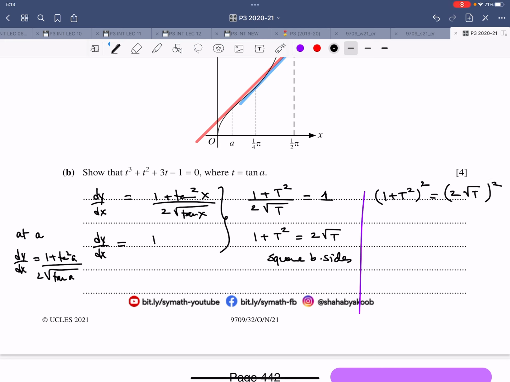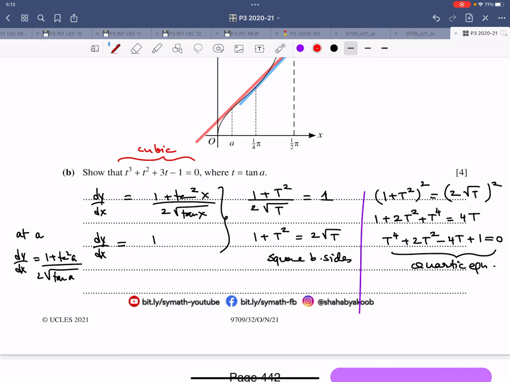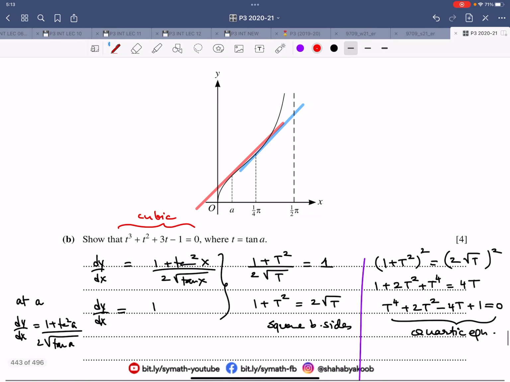You get 1 plus 2t square plus t to the power 4, and this is 4 multiplied with t. Therefore, t to the power 4 plus 2t square minus 4t plus 1 equals 0. So this is a power 4 quartic equation. The thing that we have to prove is a cubic equation. Now, how come a quartic suddenly became a cubic? That is something that requires a lot of expertise.